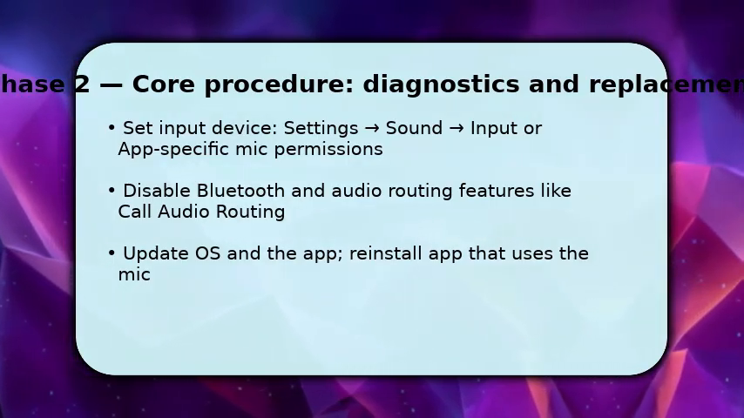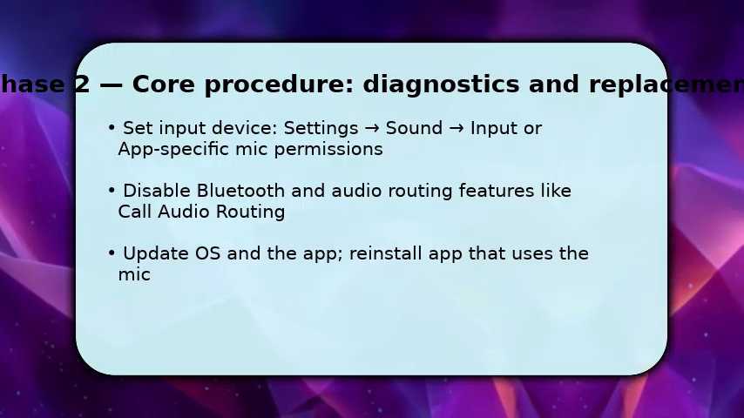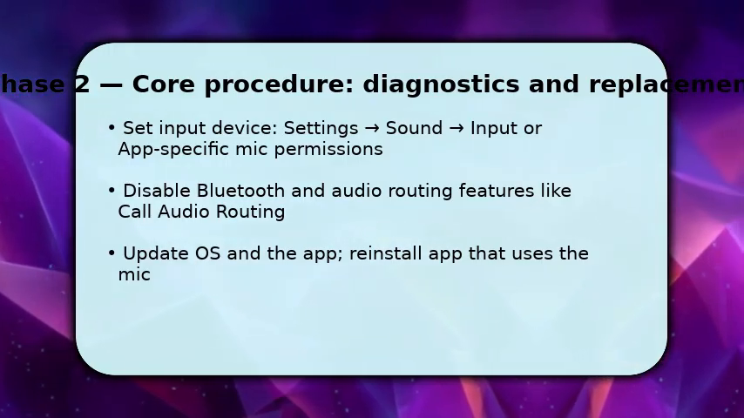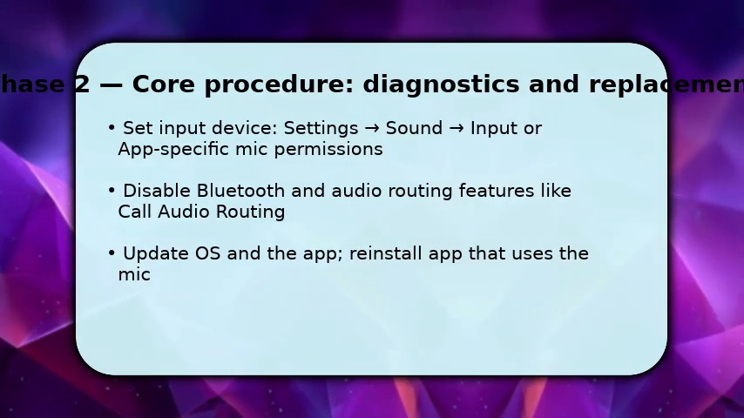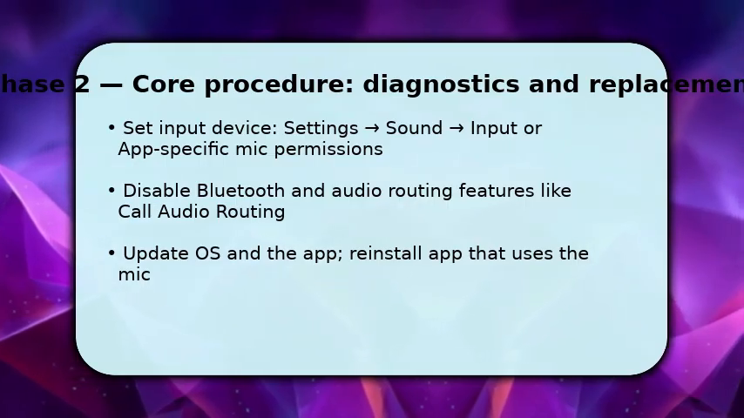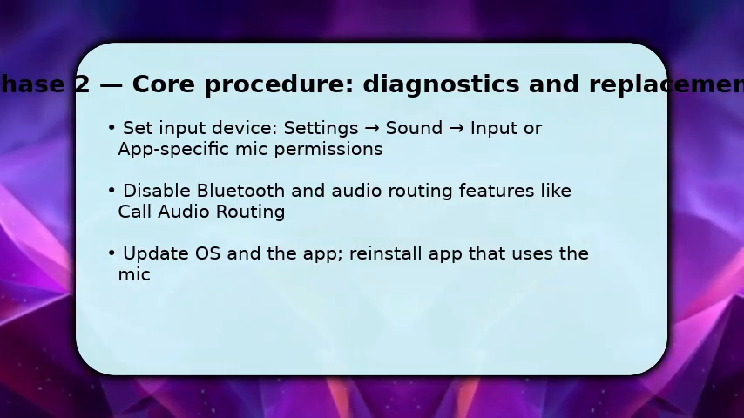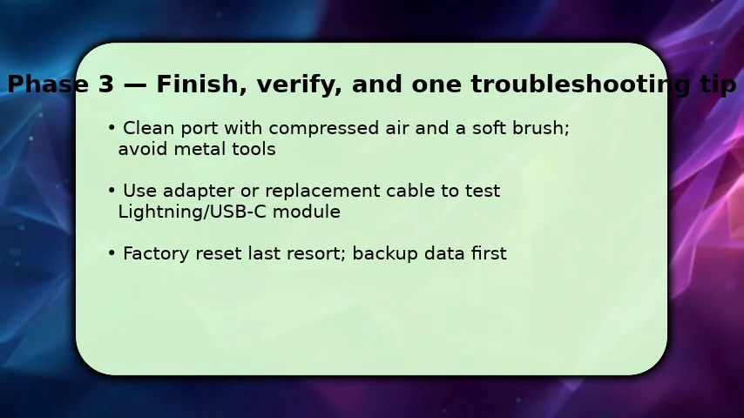Update the operating system and the app that uses the mic, then reinstall the app if needed, because corrupted app data can nullify microphone access. Once these changes are applied, test with voice memos or a recording app to confirm the mic registers. If software didn't fix it, focus on hardware.